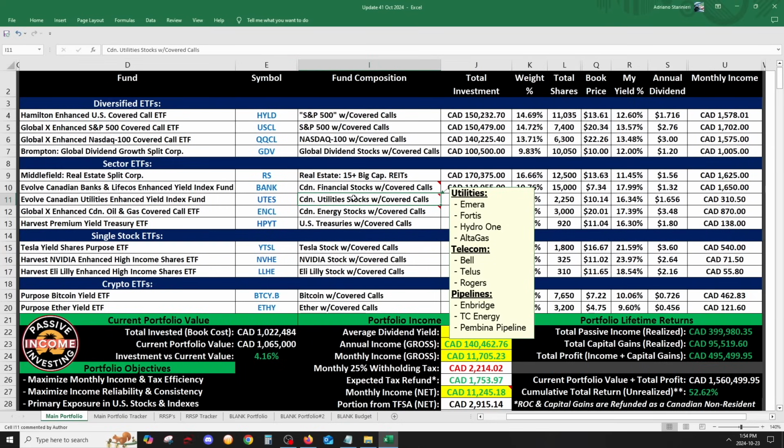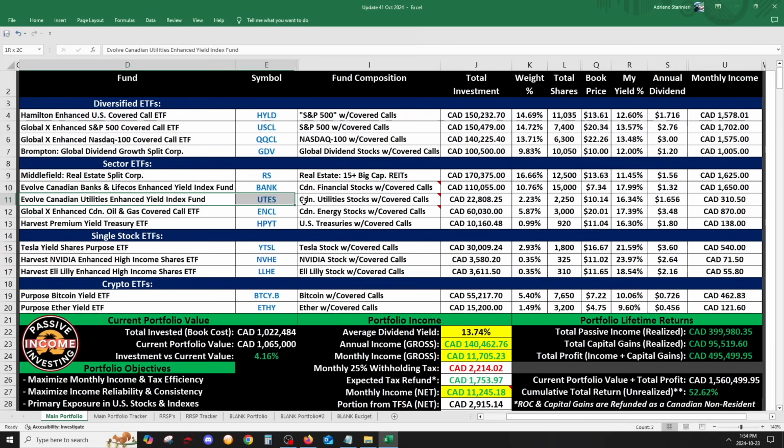I really like these Evolve products that are leveraged. So these two, definitely my favorite Evolve products because they're the only ones that are leveraged. You guys know that's my favorite type of product, cover calls and some leverage. So I have 22.8. I'll probably get another 2,500 to make it 25K next month in the TFSAs. So yeah, very nice surprise from bank.